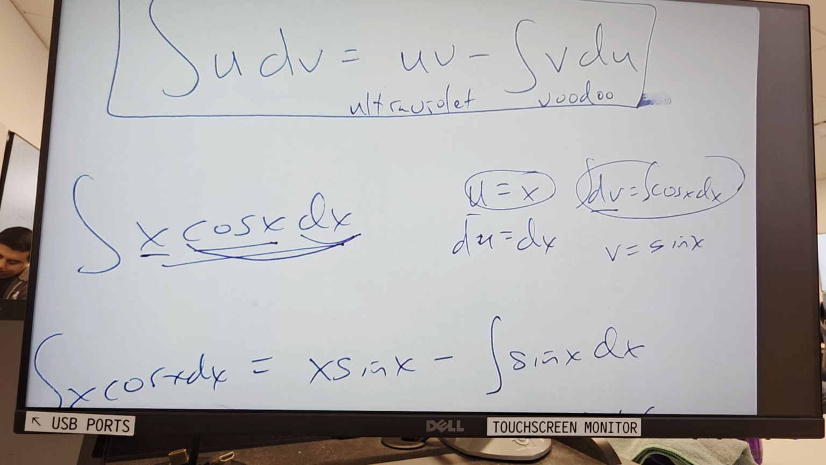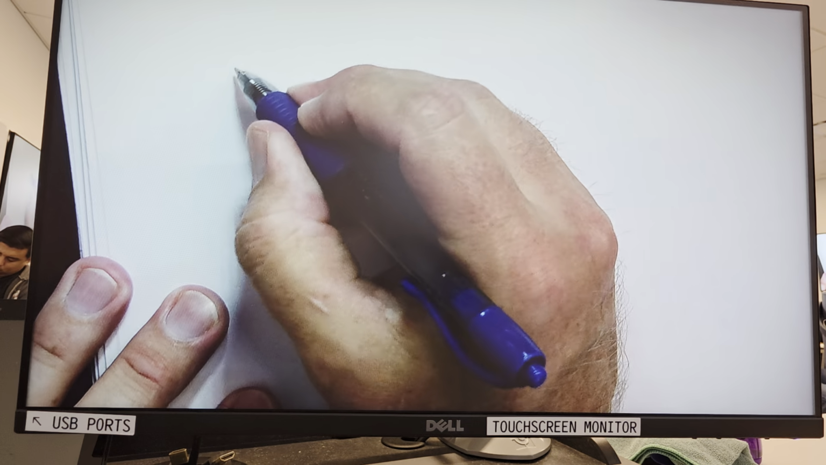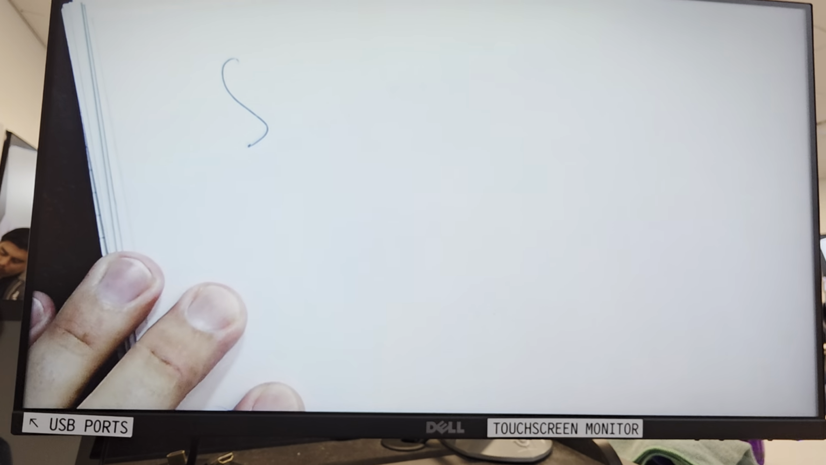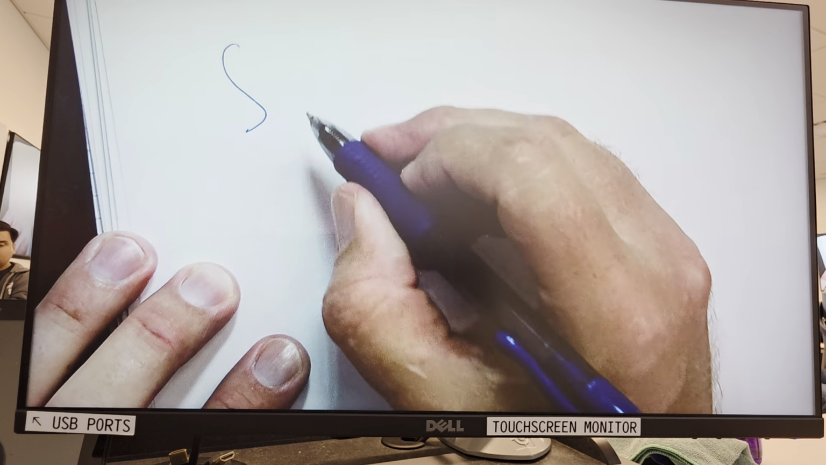All right, so yes. Can you use any term as V, like dv and u? All right, let's try another one. You ready? Okay. How do we know which one to make v and u? Yeah, beautiful question. Let's build our way there.